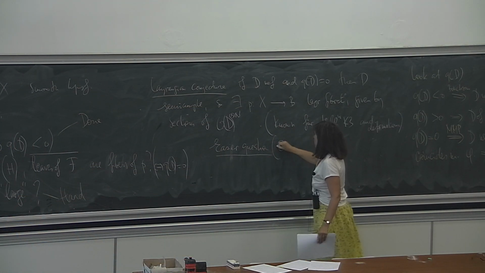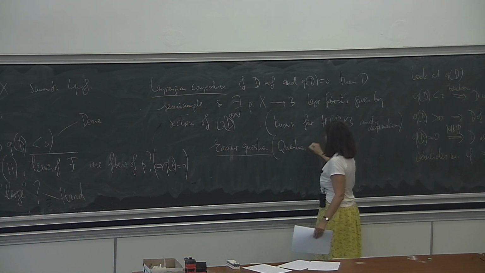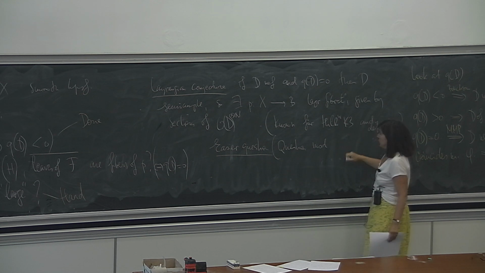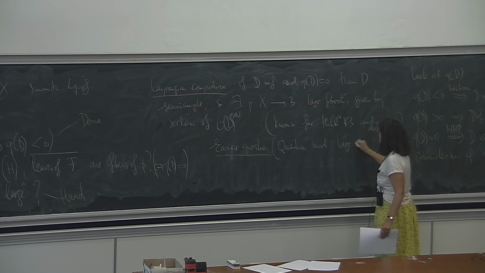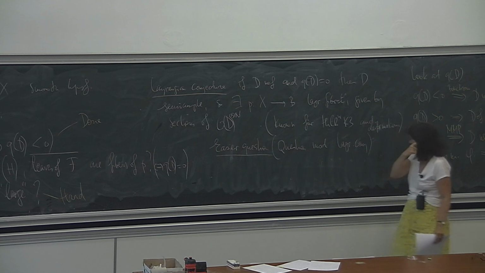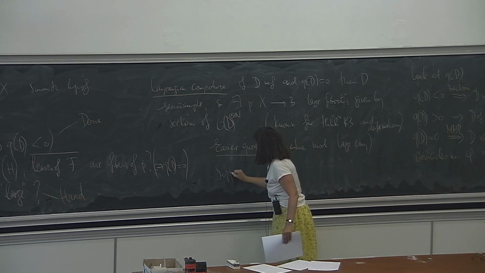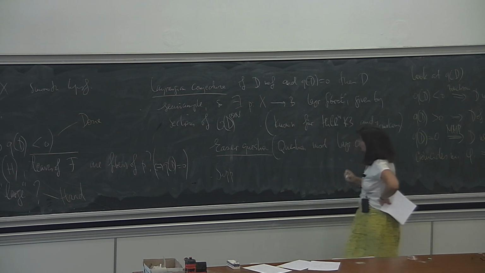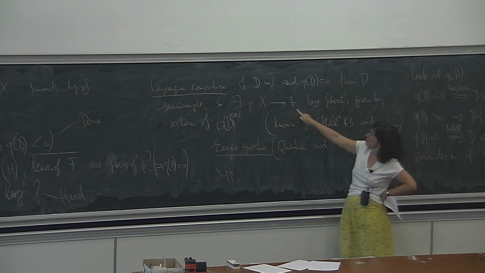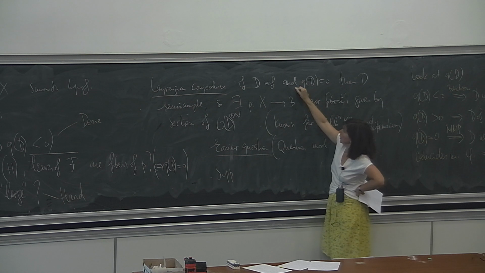So let's say question, modulo Lagrangian conjecture. So suppose, I think in this case B is actually going to be Pn.